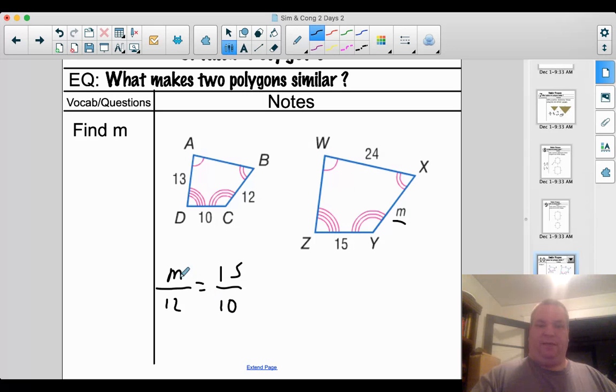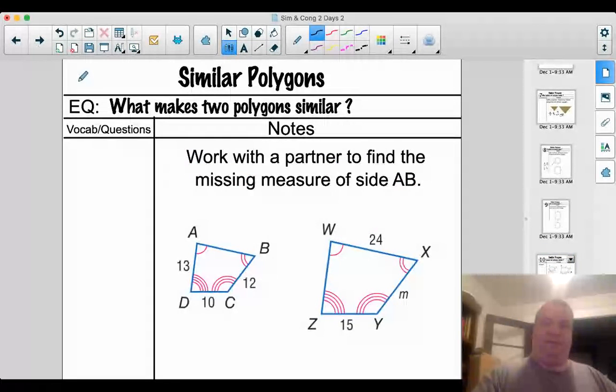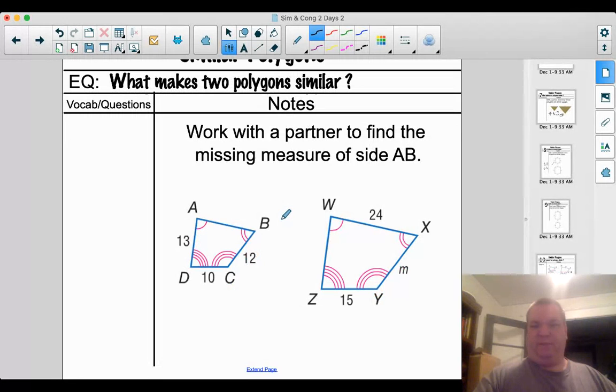Okay, and here I can use what I've been doing with proportions and solve to get M. So I do 10 times M is 10M equals 12 times 15, which is 180. Do my train tracks. Divide by 10 to get M by itself. And I get M equals 18. Okay. So I can use proportions, what I've been doing with proportion solving, to find missing sides based on the fact that those are similar. Okay.